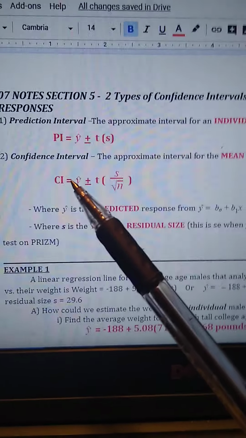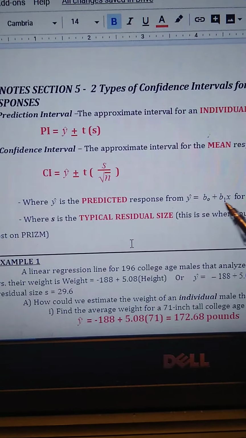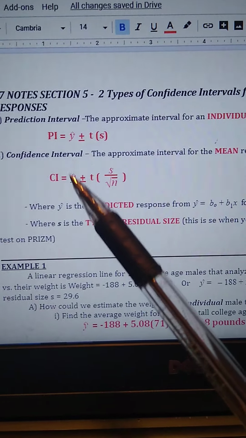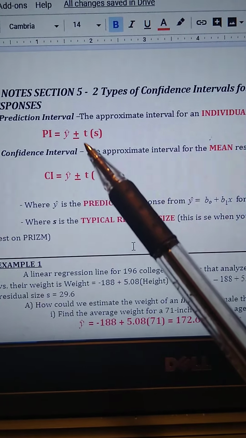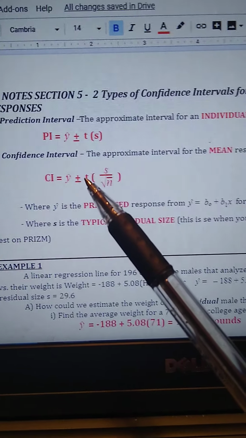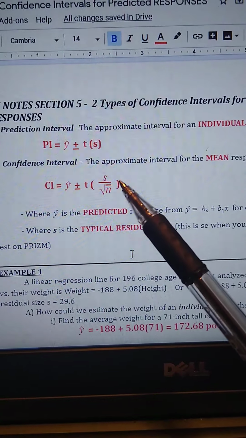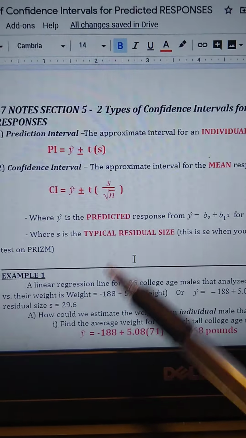Let's talk about these formulas briefly. Y hat is the predicted. So when I plug x into my equation, the y hat value that I get is my predicted response. That goes in here. Plus or minus, here's my t-score, which again, if the sample size is large enough, will be the same as z. This is just s. This is s divided by the square root of n, because this is going to be much more narrow.